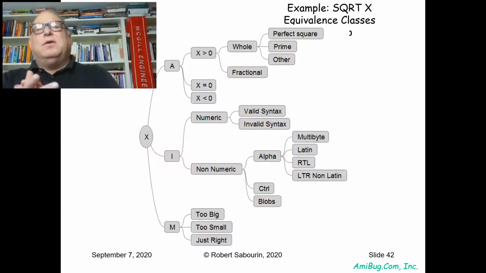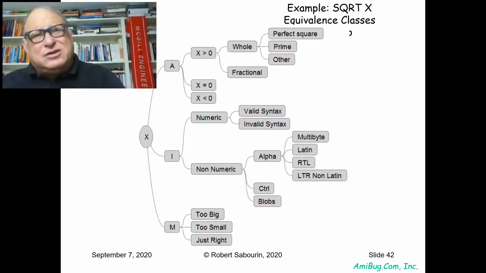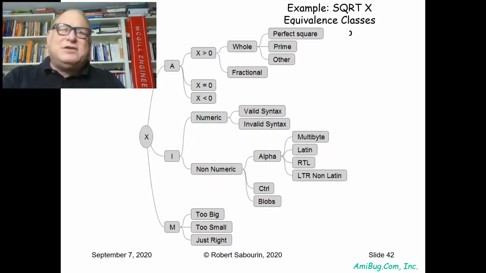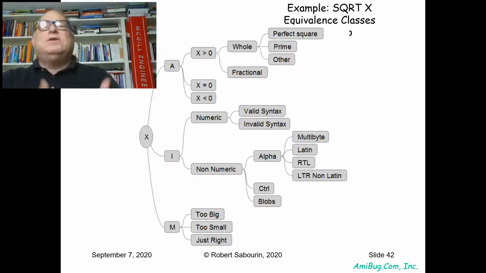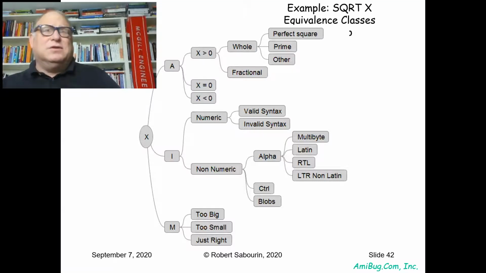So, okay, fine. x could be greater than zero. It could be a whole number or have a fractional part. And if it's a whole number, it could be a perfect square, a prime number, or something else. So that's fine. Whole, fractional part, whole number, perfect square, prime, otherwise. If it's zero or less than zero, there's no further partitioning. So I guess less than zero in our case would be like an error condition, and equal to zero would be just equal to zero. So that's the identity case. So that's a breakdown of the A classes.